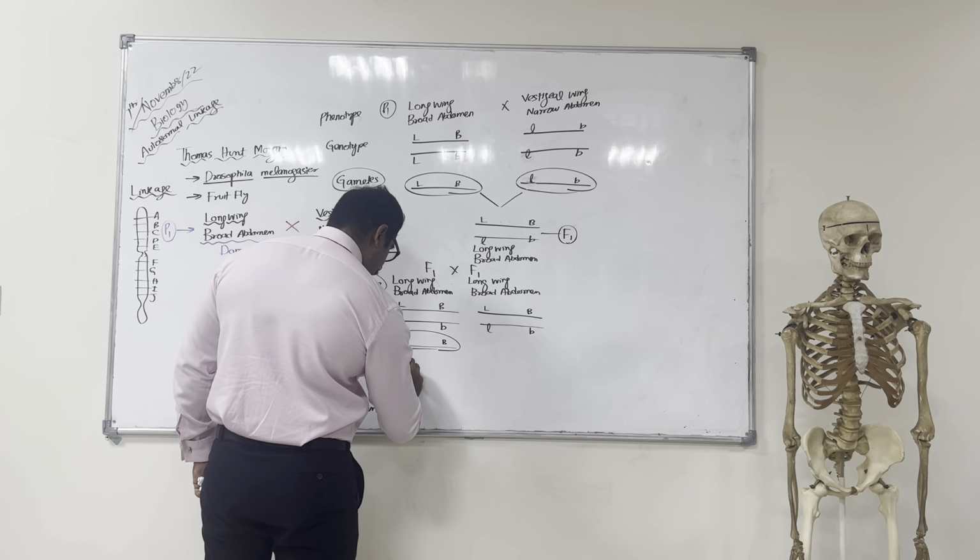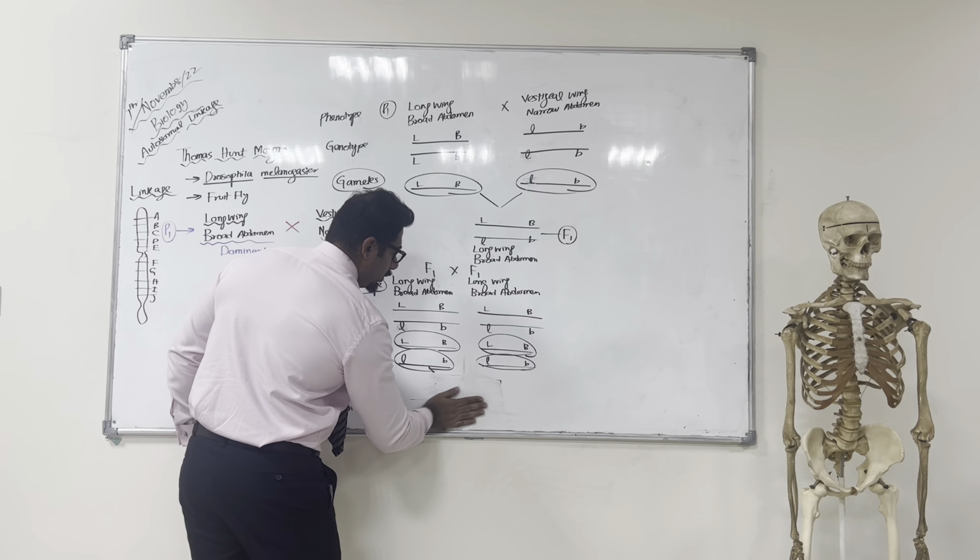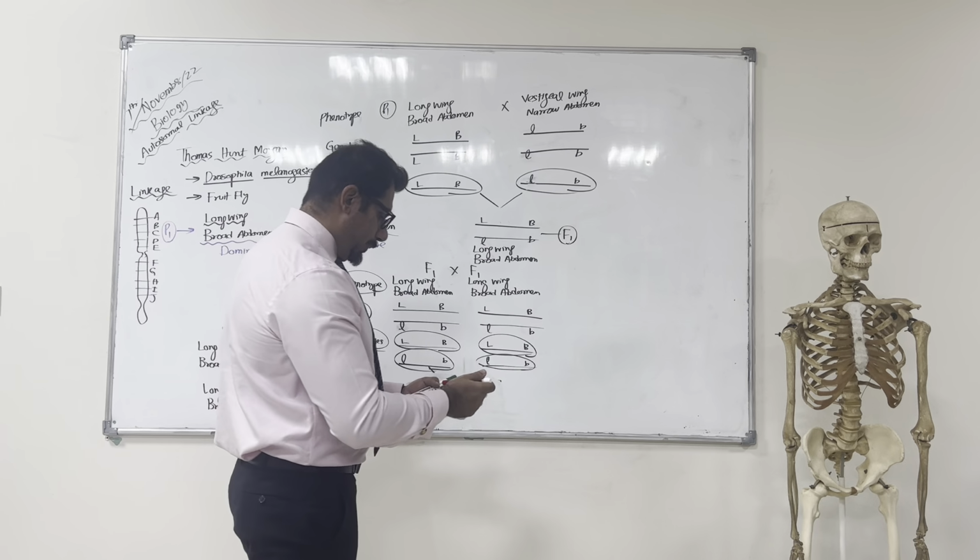Now, let me make the Punnett square a bit bigger so that you can see. I am making the Punnett square over here. Now, why am I using these lines? I am representing chromosomes actually, because this is linkage. Understand? This is a special kind of inheritance.